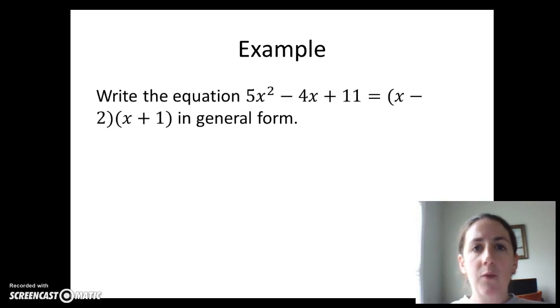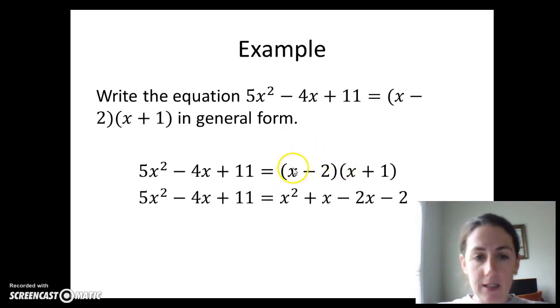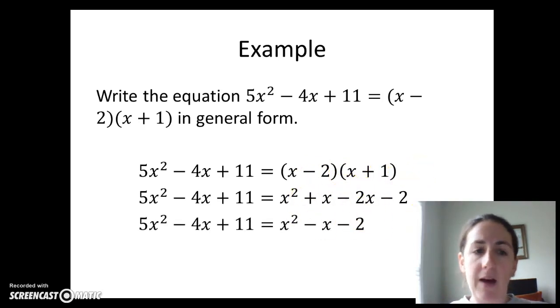So for example, if we wanted to take the equation 5x squared minus 4x plus 11 equals (x minus 2) times (x plus 1) and put that in general form, we're going to need to get everything on one side of the equal sign and 0 on the other. So we're going to start by taking this (x minus 2) times (x plus 1) and distributing that out. When we do, we get x times x, x times 1, negative 2 times x, negative 2 times 1. We can combine these like terms, and now we have 5x squared minus 4x plus 11 is equal to x squared minus x minus 2.